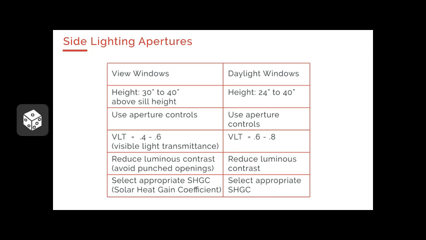Visual light transmittance is another factor that is used. Notice that the view windows have less light coming in than the daylight windows. Again, just avoid those punched openings. And then the last issue is going to be solar heat gain coefficient. You can work with the mechanical design and figure out modeling for the entire space of what is appropriate.